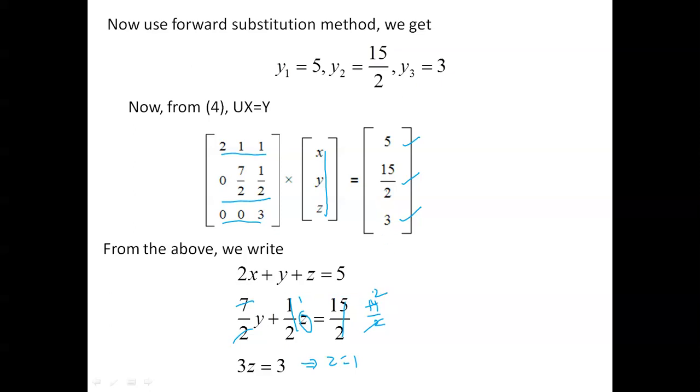So now substituting y equal to 2, z equal to 1 here, 2x equals 5 minus 3, that is 2. So the 2s cancel, x equal to 1. So on solving we get x equal to 1, y equal to 2, z equal to 1. So this is the solution.